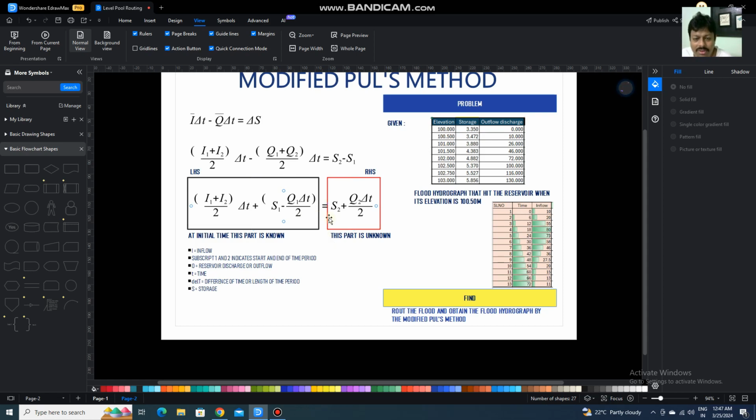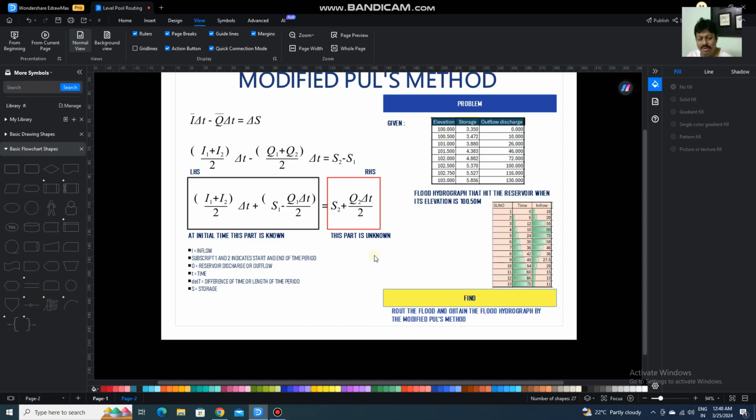So this will be equal to S2, this is the final storage, plus Q2, this is the final outflow, into del T by 2. Okay, so always remember, this is a very important thing: subscripts 1 and 2 indicate the start and end of the time period. What is coming in and what is going out is what is indicated by subscript 1 and subscript 2. At the start of the time, how much water is coming in, and at the end of the time period, how much water is coming in. So here it is incoming.